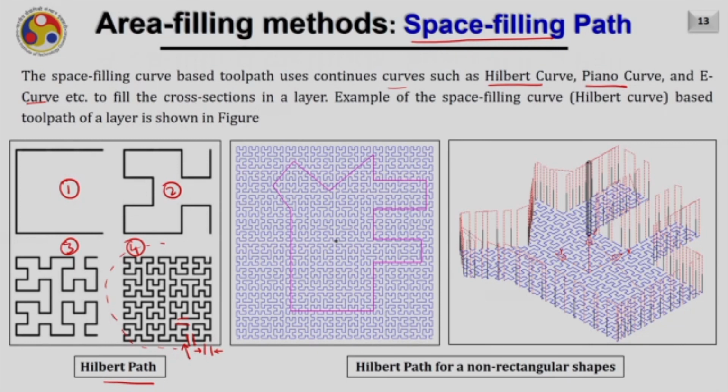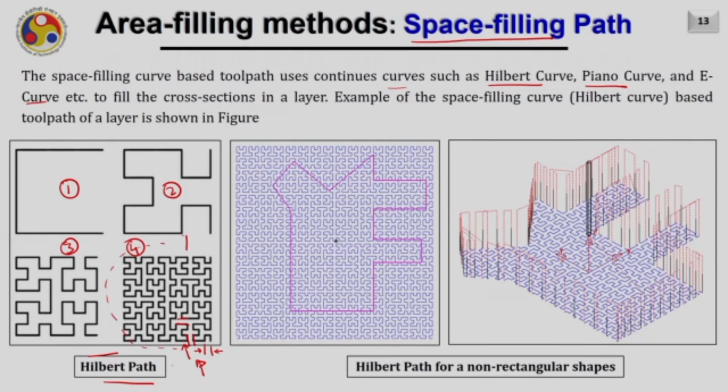Another benefit of these tool paths is they can dissipate the heat nicely when they deposit on a layer. But the only problem with this tool path is they are not very easily available for accommodating any geometry. Like the Hilbert tool path is only suitable for rectangular geometries, that too of a specific size.